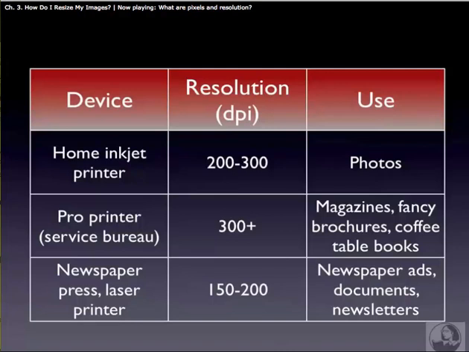If you're printing out something for a magazine, if you're making a fancy brochure for your company, or you finally created that coffee table book that you've always wanted to, you're going to send that to a professional printer, which is also called a service bureau. Those guys are going to want 300 DPI and up. If you're printing a newspaper ad, just a regular black and white document, or if you're printing a newsletter for your club or association, you're totally fine with 150 to 200 DPI. Okay, that's great for newspaper press and laser printers.